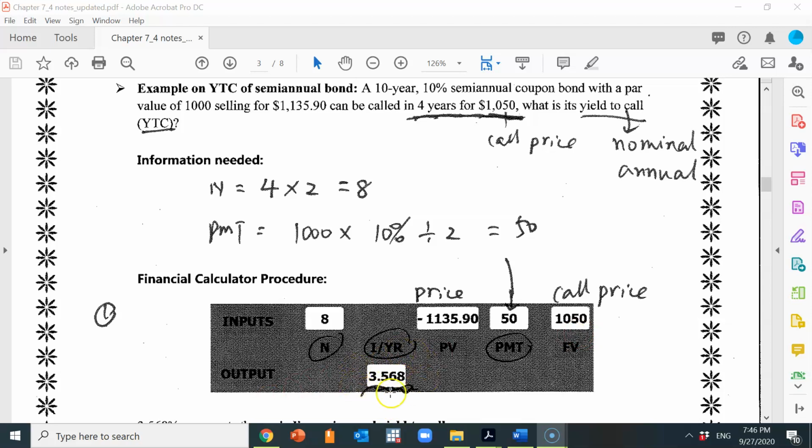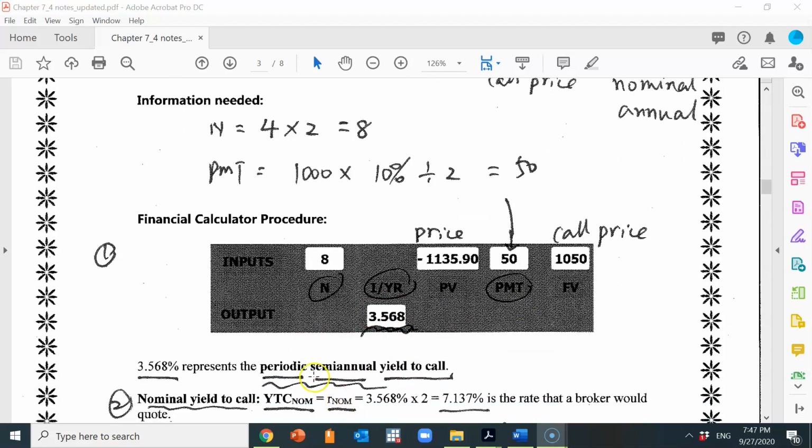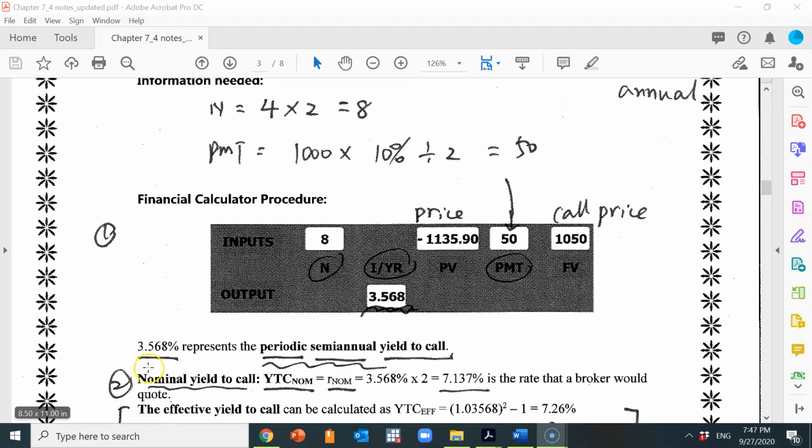Think about it. What is this I here? Is it a nominal annual rate or is it a semi-annual rate? Exactly. This I here should be the semi-annual rate, the semi-annual yield to call, because the N is the number of half years, because the payments are half year payments. So the I should be the half year rate. It should be the semi-annual yield to call. It should be the periodic rate.